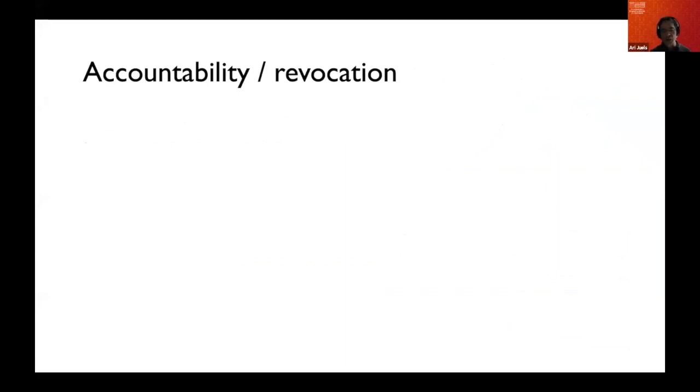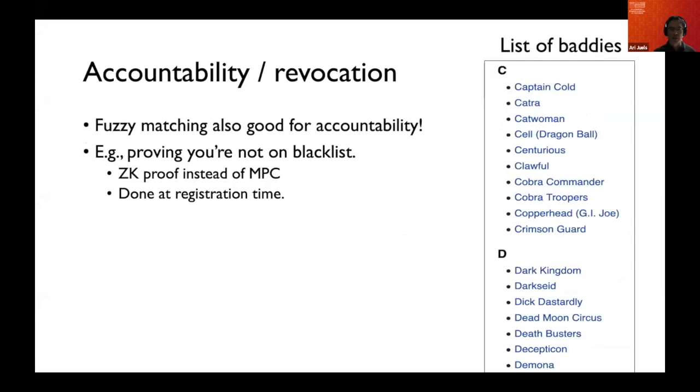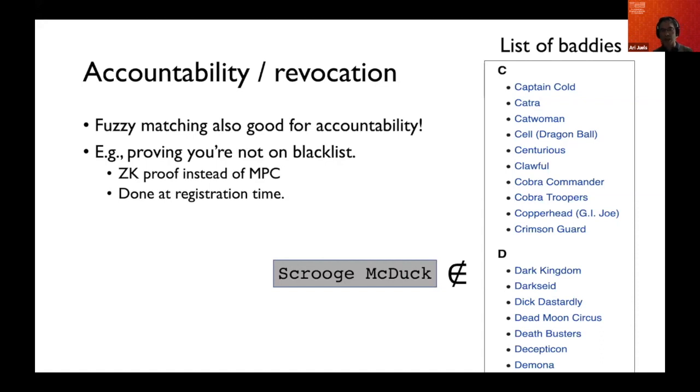This ability to perform fuzzy matching is also useful for accountability or revocation. For example, for proving that you're not on a blacklist, like a sanctions list. What a user can do, and Candid requires or can require this of users at the time of registration, is prove in zero knowledge, and we don't need MPC for this, that the name you're trying to register in a new credential, as you're establishing a new identity, does not appear on a blacklist of some type. Again, like a sanctions list. So Scrooge McDuck at the time he's registering can prove that his name, which is presented in, again, a privacy-preserving way, doesn't appear on this list of known bad guys.